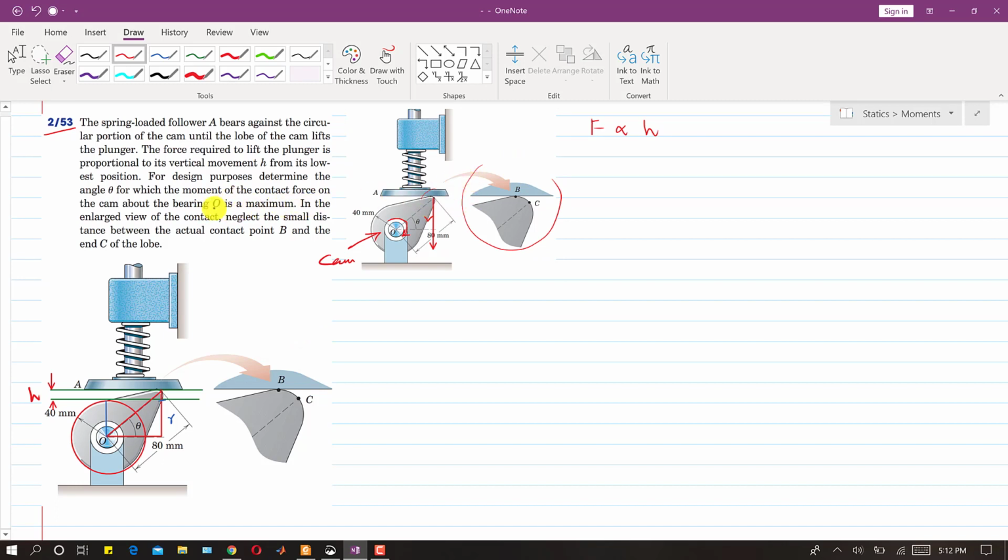So it is said that in the enlarged view of the contact, neglect the small distance between the actual contact point and the end C of the lobe. So we need to neglect this. This means that points B and C are the same point, right? So we need to find the moment of this contact force about this point O on the cam, right?